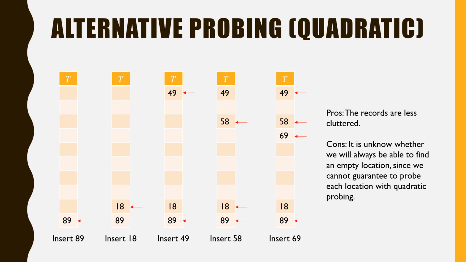Indeed, by comparing the resulting table with the one generated with linear probing, we can see that it is less cluttered. However, a drawback is that we do not know whether we can always find a location to store a new record with quadratic probing, since we are no longer probing every single location in the table.